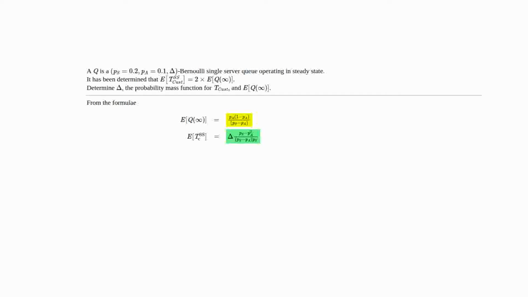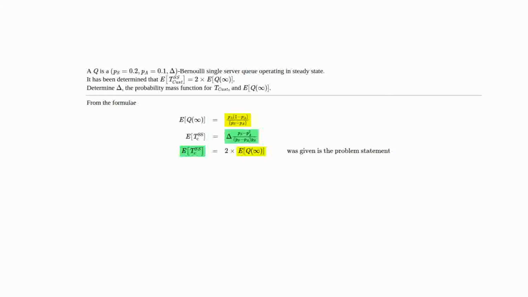We have these two formulas for the expected number in the queue in steady state, EQ infinity, that is PA times 1 minus PA all over PS minus PA. That's for a Bernoulli single server queuing process with arrival probability in a time frame PA and service probability in a time frame PS. Similarly, for the steady state customer time, the time for a new customer to enter and traverse the queue is delta, the time frame, times PS minus PA squared on top, divided by PS minus PA times PS.